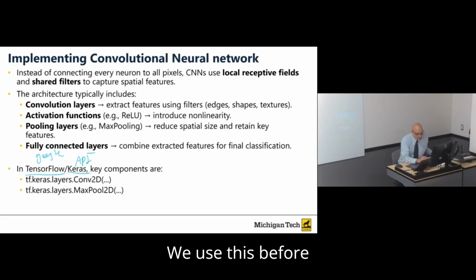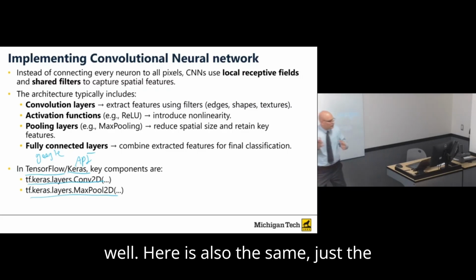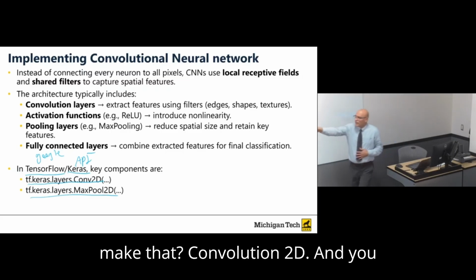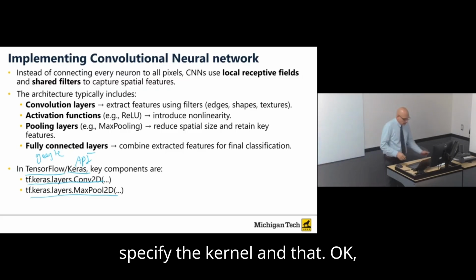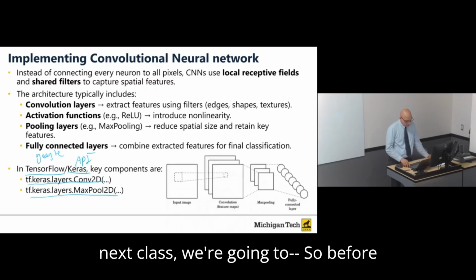We used this before in a normal dense neural network as well. Here it is also the same, just the layers are convolution layers. How to make that? Conv2D, and you specify the kernel and so on. Okay, I'm not going to go further. Next class we're going to talk about it.